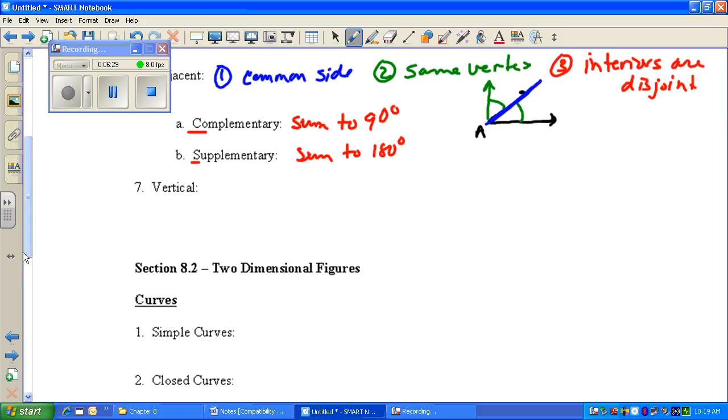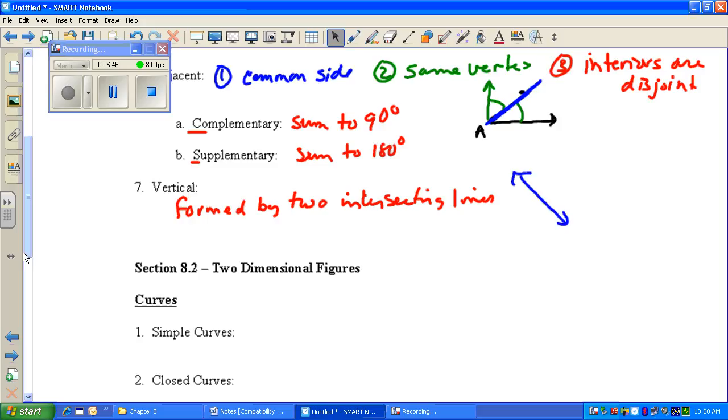And lastly, a vertical angle is formed by two intersecting lines. So if I have two intersecting lines, the blue line, notice it continues in both directions, the green line, they are opposite of each other. So angle 1 and angle 2 are what we call vertical angles. And that concludes the lecture for 8.1, Part 3.